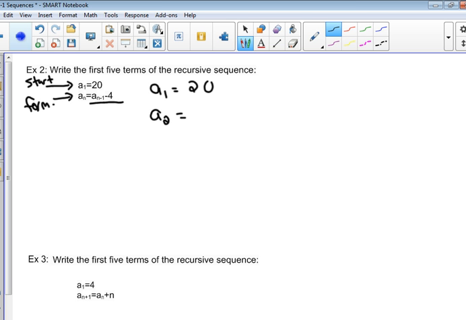All right, where I see this little n, I'm going to put a 2. I have a little minus 1 there, and then the big minus 4. With your subscript, 2 minus 1 is really just 1. So we want to figure out what a sub 1 is. What was that? 20. Good. So we're going to take our 20. 20 minus 4. Perfect.